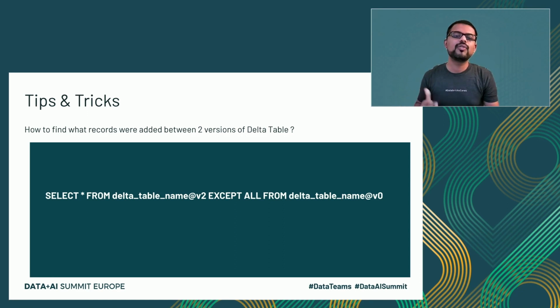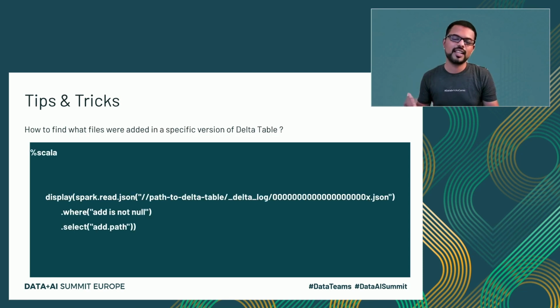Next one is how to find what files were added in a specific version of a Delta table. For this, you need to grab the JSON file corresponding to that version. You do a spark.read.json on the JSON file. What it gives is a data frame. And then you add a filter where add is not null and select add.path. It's going to give you the list of files added in this specific commit.